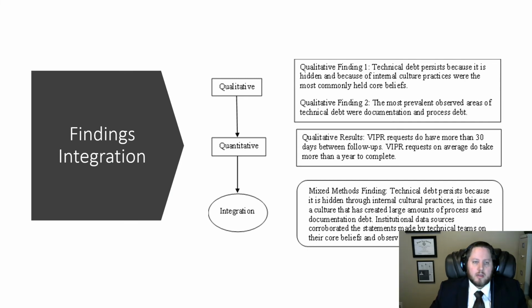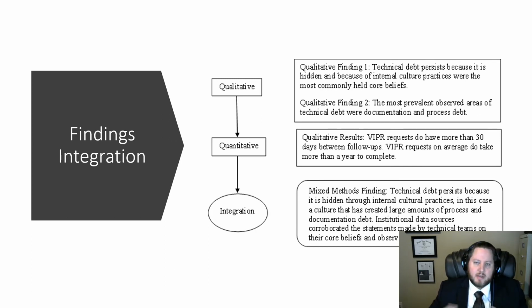Walking through the integration portion of the study, you'll see we had that qualitative finding 1, that technical debt persists because it's hidden. That ties with that first core belief. And the qualitative finding 2, that the most prevalent areas were process debt and documentation debt. The quantitative results showed that it took more than 30 days to get a Viper followed up on and over a year to get a Viper completed.